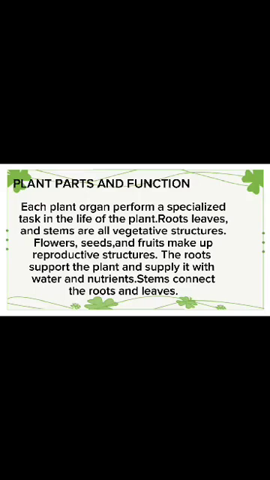Each plant's organ performs a specialized task in the life of the plant. Roots, leaves, and stems are all vegetative structures. Flowers, seeds, and fruits make up reproductive structures. The roots support the plant and supply it with water and nutrients. Stems connect the roots and leaves. Leaves capture energy from sunlight and use it to make food for the plant. Reproductive structures attract pollinators and produce seeds and fruit.